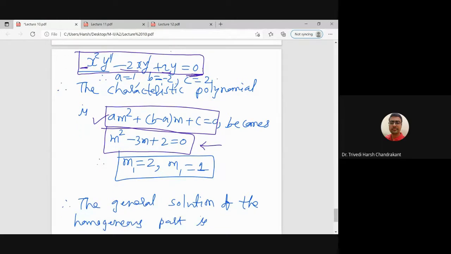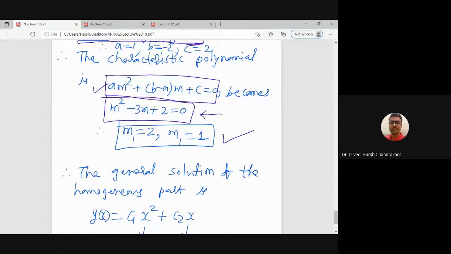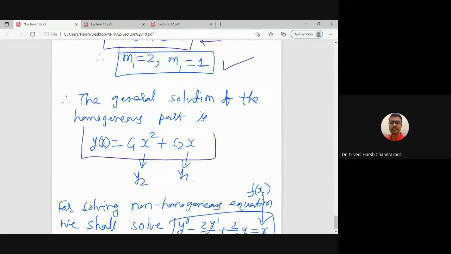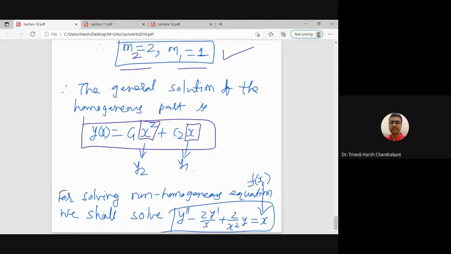Then we can easily check that it has two different roots. Since it has two different characteristic roots, the first case will give us the solution. So the solution is c1 y1 plus c2 y2, where y1 we are taking as the x function and y2 as the x square function, because y1 is x power m1, with m1 equal to 1, and y2 is x power m2, with m2 equal to 2. Since m1 and m2 are two different roots, that gives us two independent solutions y1 and y2. So this is the general solution of the homogeneous part.